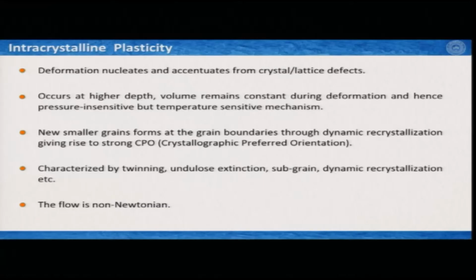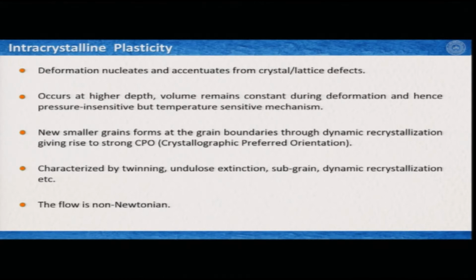We develop a very characteristic microstructure when we see the rocks undergoing deformation through intracrystalline plasticity. Generally, you generate new smaller grains from the original grain, which we will call the parent grain. The new smaller grains nucleate at the boundaries of the parent grains through the process of dynamic recrystallization, and therefore it gives rise to a very strong crystallographic preferred orientation or CPO.